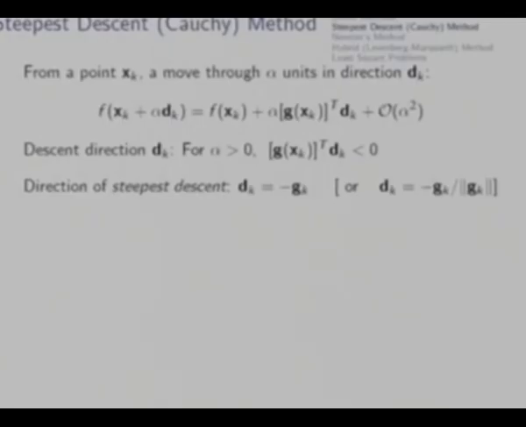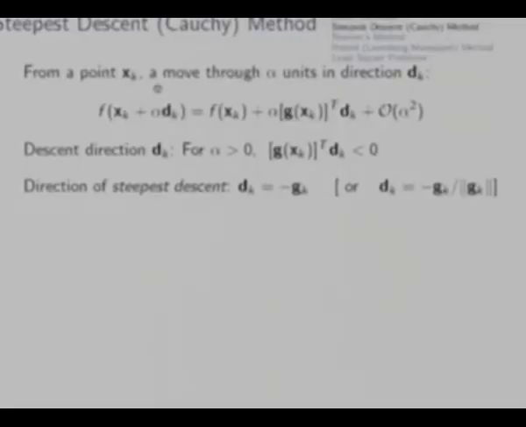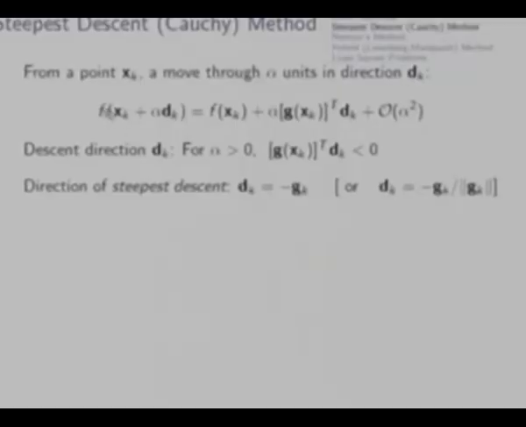This is typically a line search based method, in which from a point xk, initially x0, the guess point given, and in intermediate steps the current point, the current iterate. So, from a current point xk, a move through alpha units in a direction dk results in this kind of a situation, f of xk plus alpha into dk, which up to first order approximation will be alpha into gradient transpose dk, right. Now, this is up to first order.